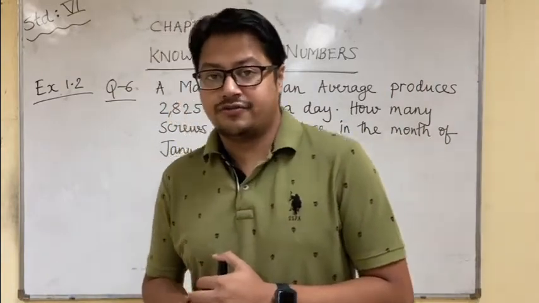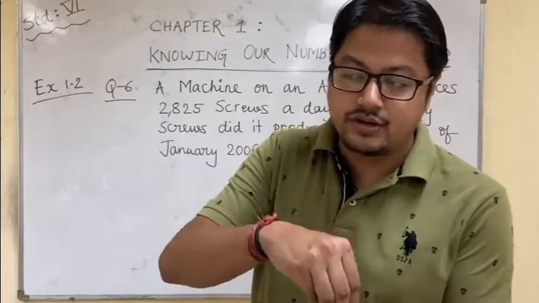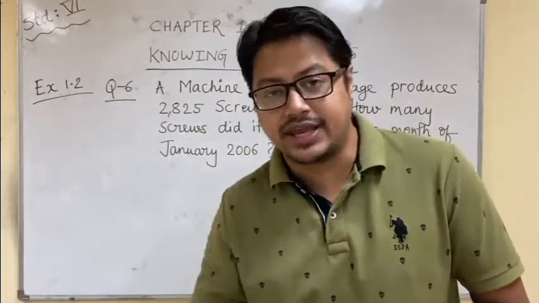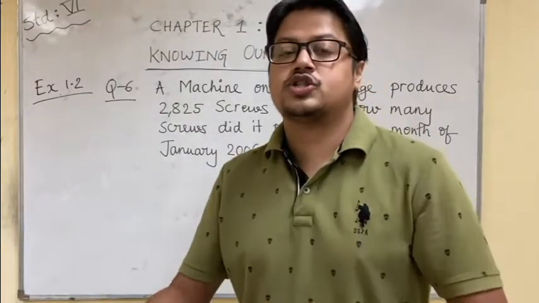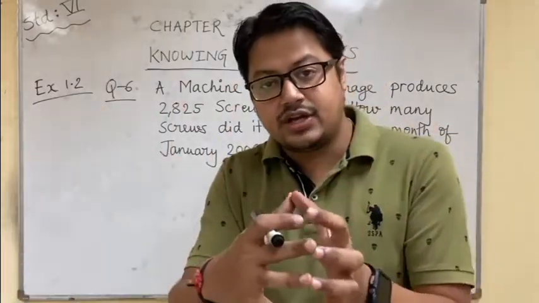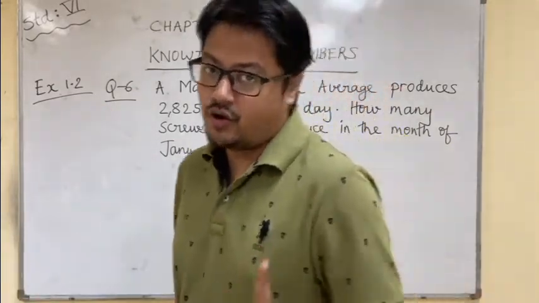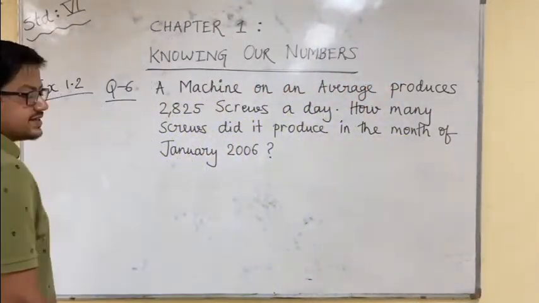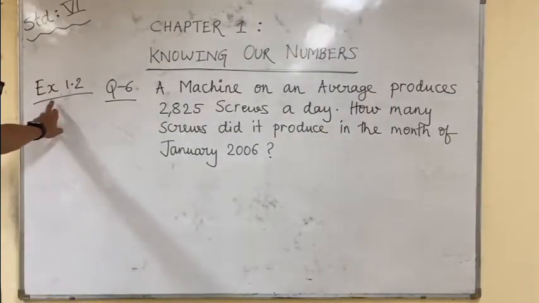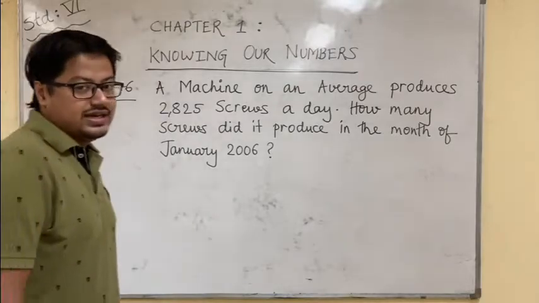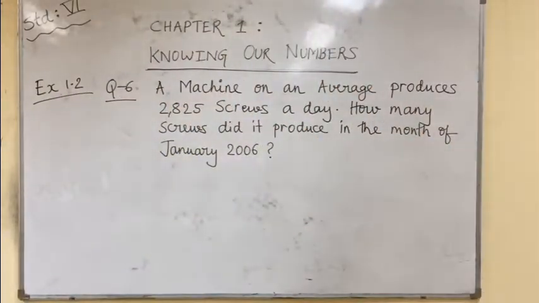If cost of a single thing, if value of a single thing is given, you have to find out value of multiple things, then you will do multiplication. Division is the reverse. If cost or value of multiple things are given, you have to find out the value of a single thing, we will be doing division. Okay, so with these words, let us see one of the word problems. To be precise, this is a word problem from exercise 1.2, question number 6. Let us start. Let us first read and understand the question.